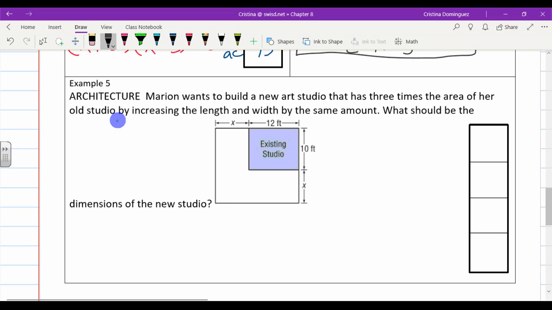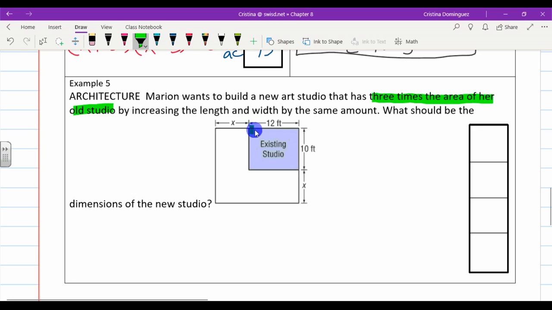Okay, we have an architecture example here where Marion wants to build a new art studio that has about 3 times the amount of her old studio by increasing the length and width by the same amount. What should the dimensions of her new studio be? So the first thing I want to focus on is this thing that says 3 times the area of her old studio. So let's go ahead and figure out, what is the area of her old studio?